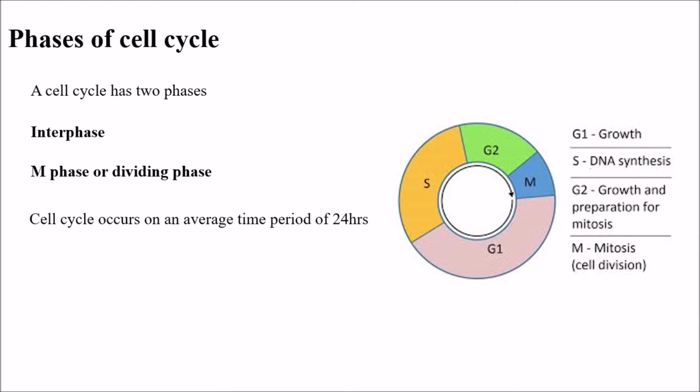The cell cycle occurs over an average time period of 24 hours. In our bits, we will get a question on the average time duration of the cell cycle, which is 24 hours. Interphase lasts for 10 to 20 hours, depending upon the organism or where it occurs, and M phase lasts for 1 hour. M phase means mitotic phase, or dividing phase.